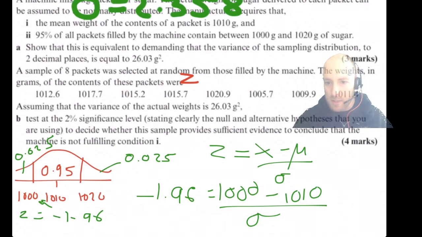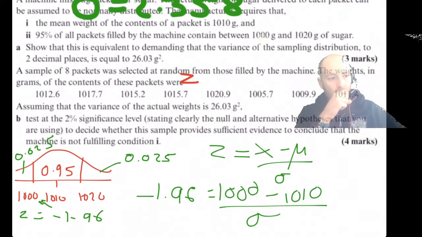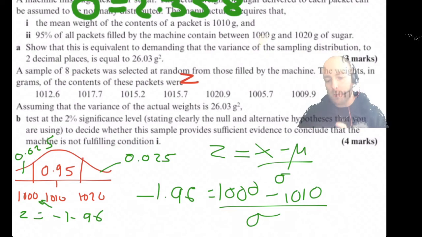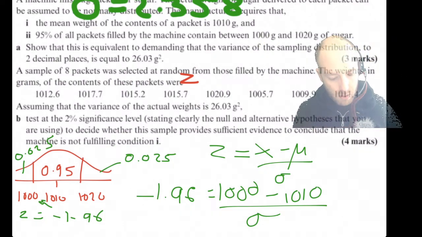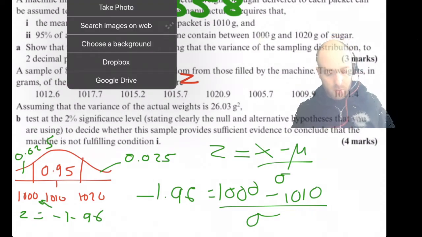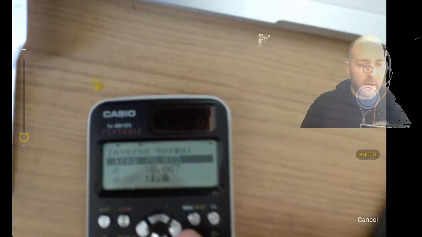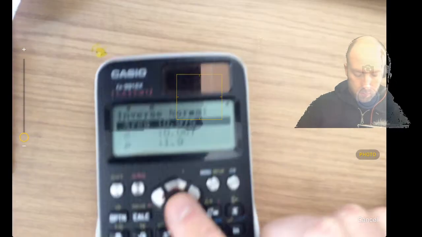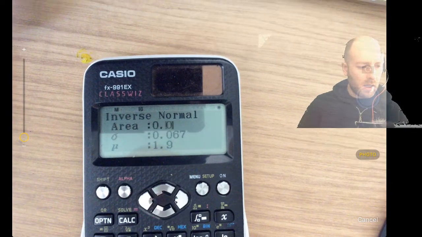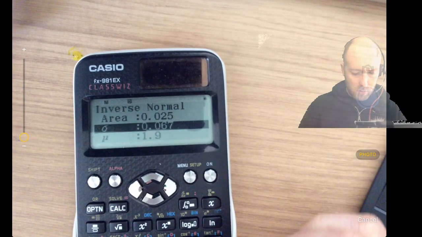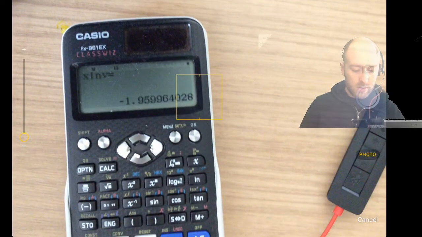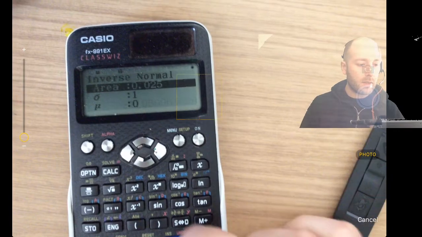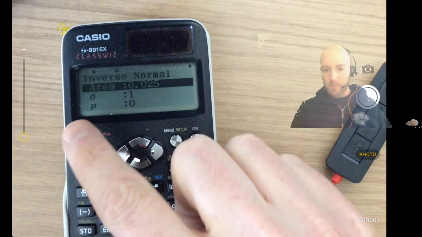Probably says, how do you calculate Z values on a class quiz? Same thing again, but the class quiz can only do the less than tail. So you go inverse normal on the class quiz. Let me show you quickly. Inverse normal. Put in the area, so the area was 0.025, I think. Sigma 1, mu 0. There's your Z value. So exactly the same thing. The only difference is you can only do less than areas, so you need to bear that in mind later on.